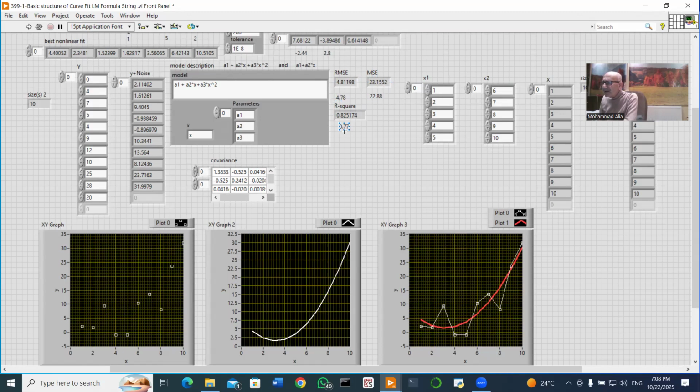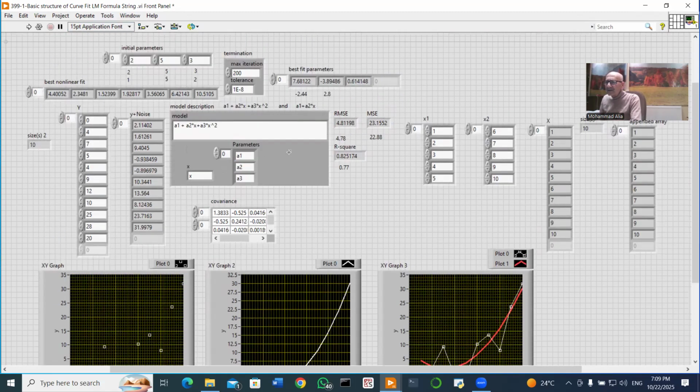And the R squared is 0.77, which means they are very close to each other and they give practically very acceptable values. Anyhow, we can test other values instead of 2, 5, 5, for example, but we have to remember what the best fit parameters are. We have given them 2, 5, 3. I have given these 3 values as the output.